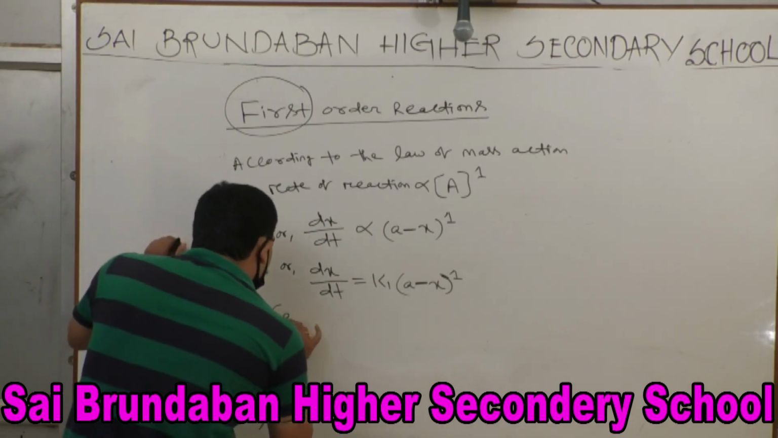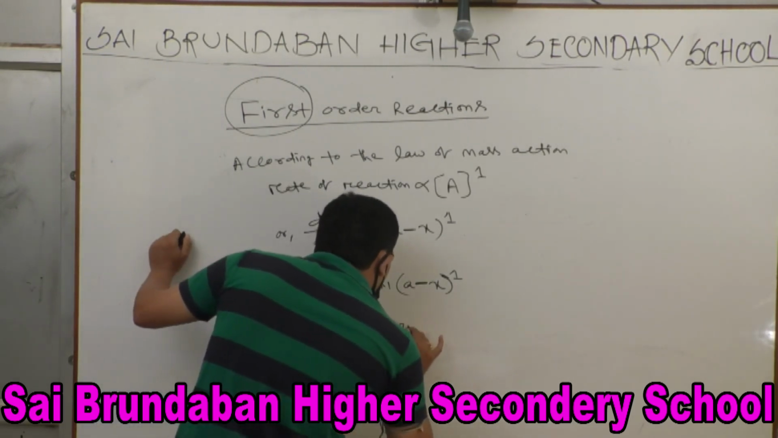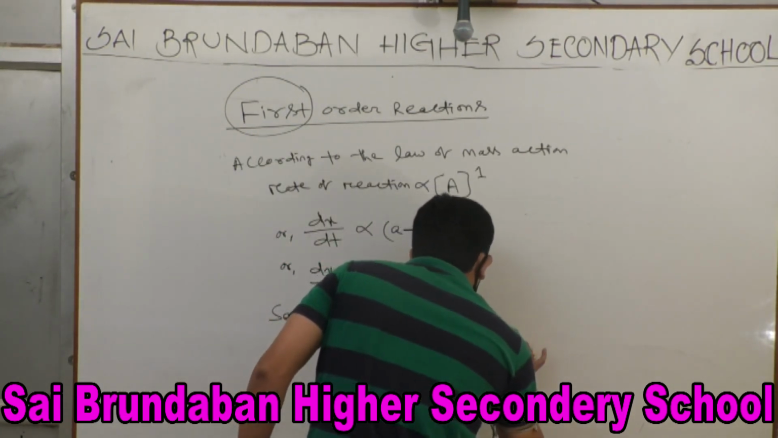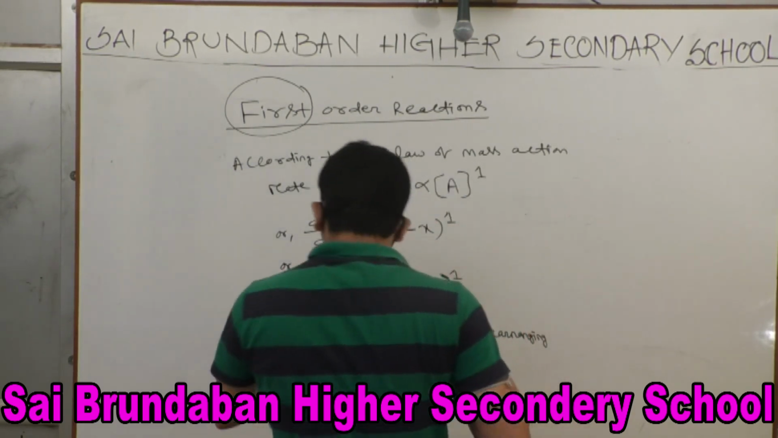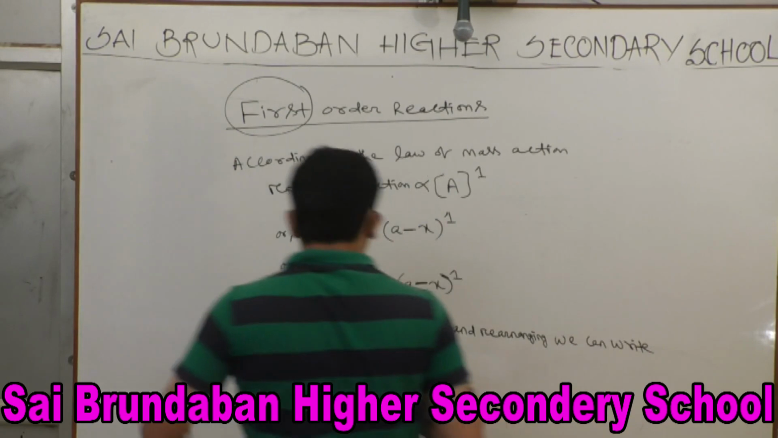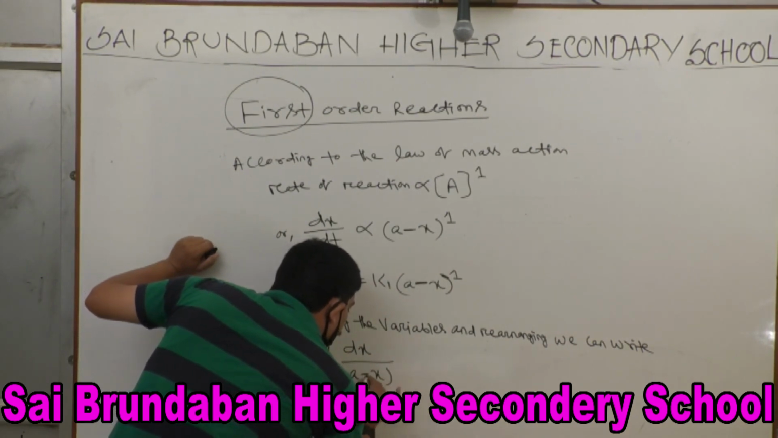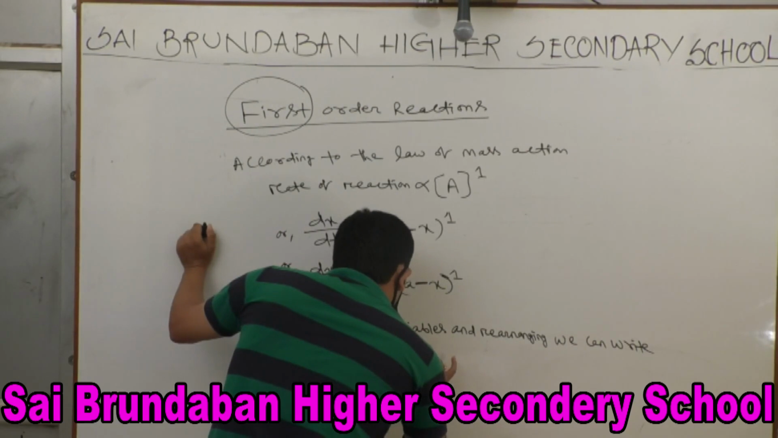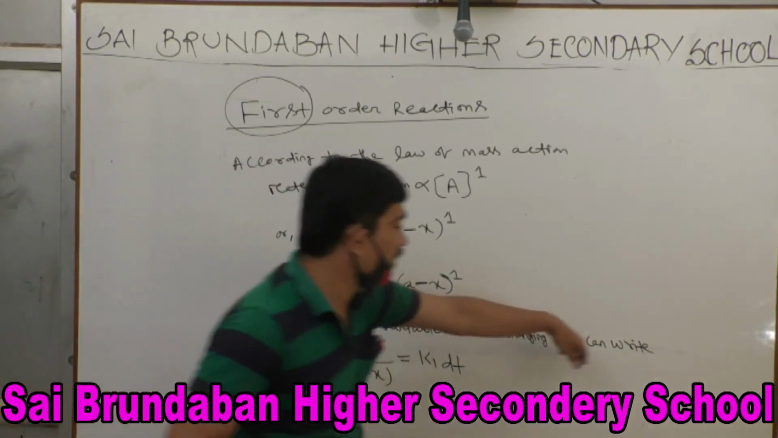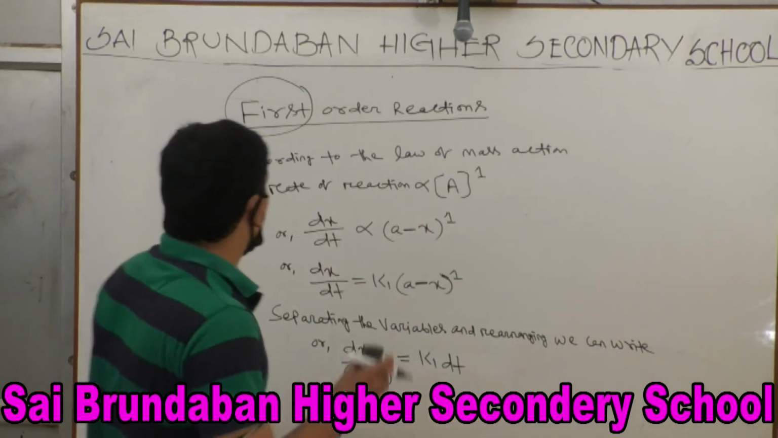Next, separating the variables and rearranging, we can write dx by A minus X equal to K1 dt.